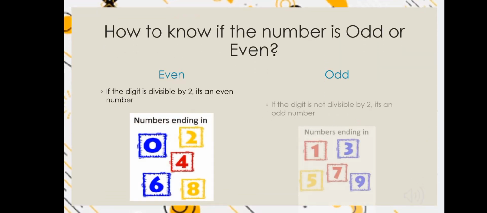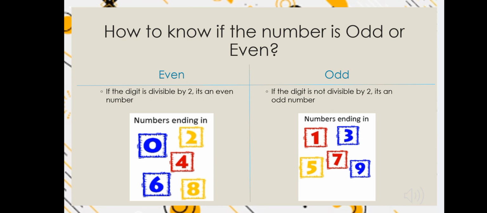Now the most important question is how to find out if the number is odd or even. It's very easy. Let me tell you how. For even numbers, the trick is that you have to see the last digit of that number, okay? So the digit which is also the ones or unit of the number should be either 2 or a number which can be divided by 2. If that's so, it means that the number is even. But if the digit is not divisible by 2, it is an odd number.